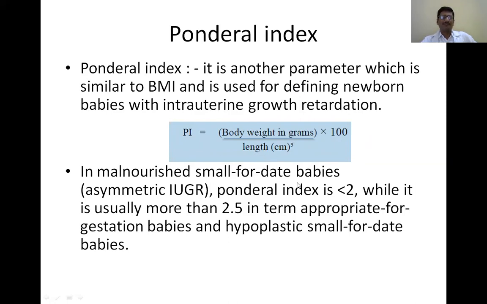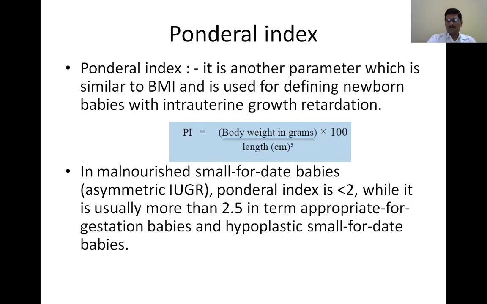Normally, in malnourished, small for date babies, that is asymmetric intrauterine growth retardation, the Ponderal index is less than 2. For an appropriate for age, normal baby, it will be more than 2.5 grams per centimeter cubed. That is the normal Ponderal index value. There are various formulas, even for this one index, but of course we will learn this in pediatrics.